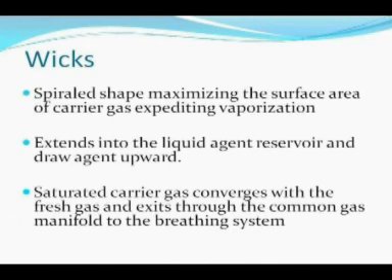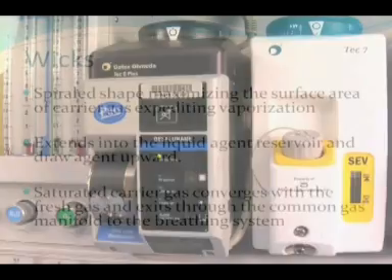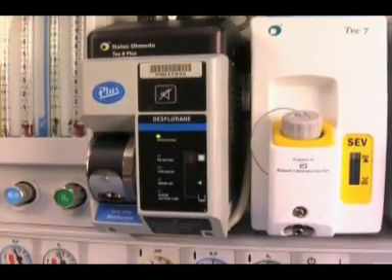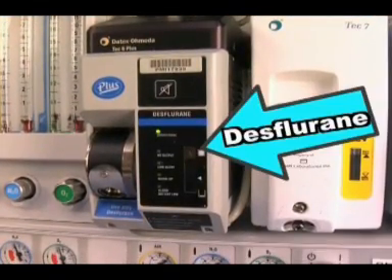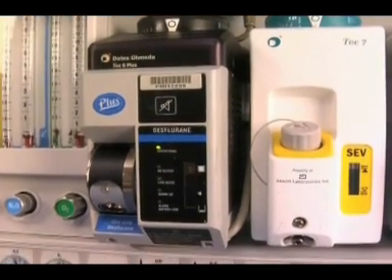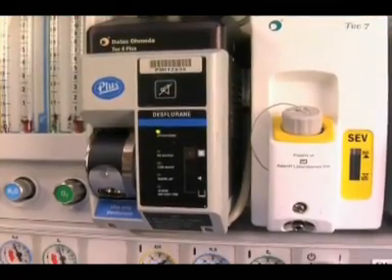The vaporizing chambers have a system of wicks which extend into the liquid agent reservoir and draw agent upward. These wicks are spiral-shaped to maximize the surface area of carrier gas exposed to liquid agent, which expedites vaporization. Saturated carrier gas converges with fresh gas in the bypass channel and exits the vaporizer through the common gas manifold as it makes its way to the breathing system.